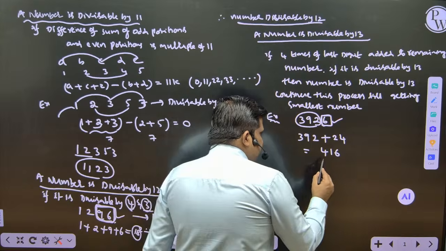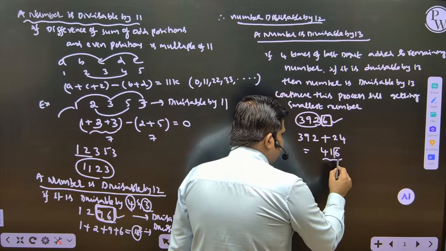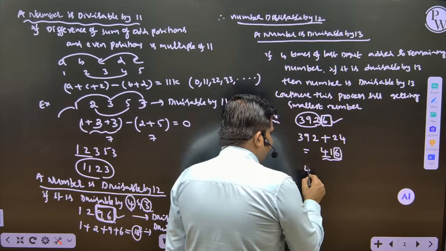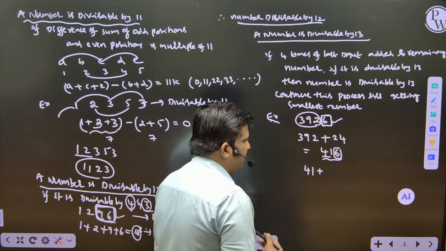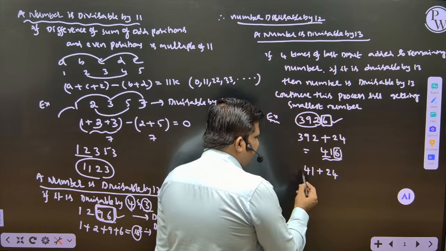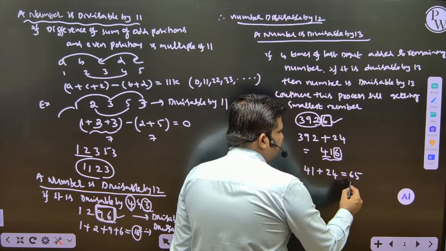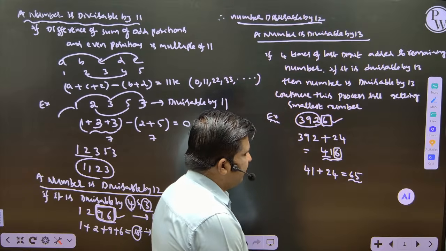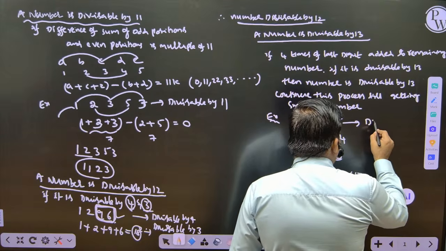But if you feel this is also a large number, again continue the process. Take the last digit, 6. The remaining number is 41. To this you add 4 times the last digit, which is 24. Then 41 plus 24 is equal to 65. Now it is easy. 65 is divisible by 13, since 13 times 5 is 65. Therefore, this number is divisible by 13.